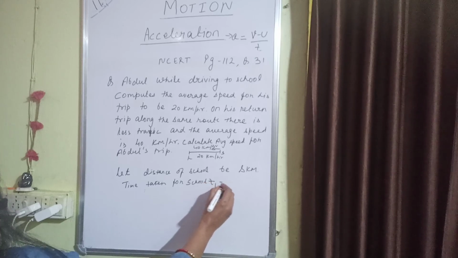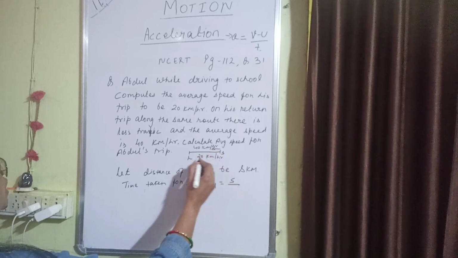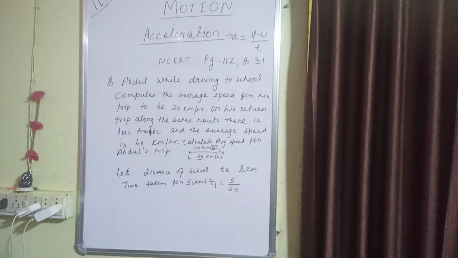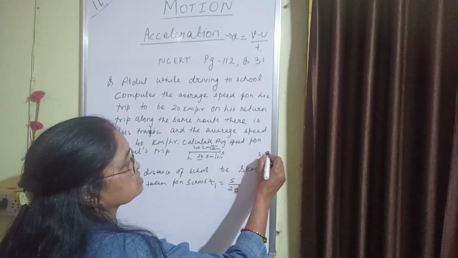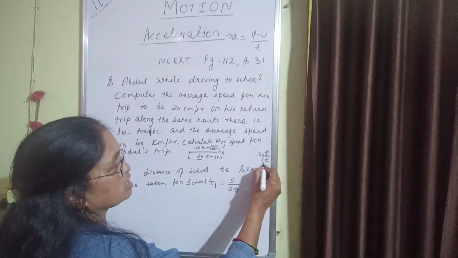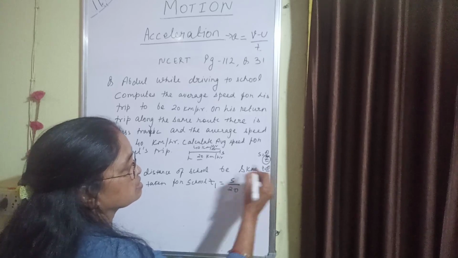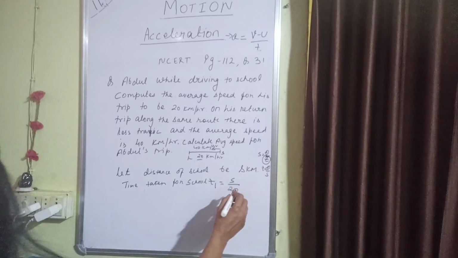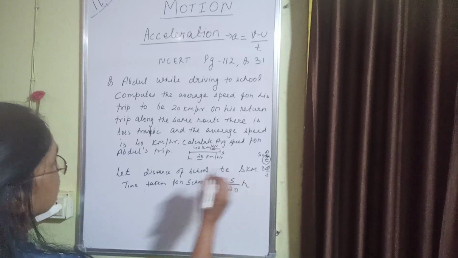T1 is equal to S by 20, as he was going with 20 km per hour. You are thinking why I am taking S by T. Students, we know speed is equal to distance by time. We are taking out time, so time is naturally distance by speed. This is in kilometer per hour, so time is in hours.